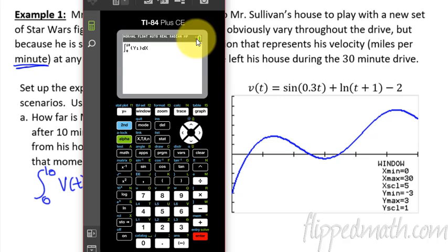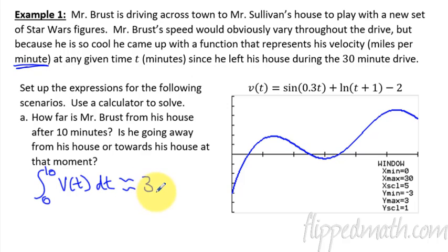It's thinking. You can see its little spinning thing right up there. 3.010. So I can just say 3.01. So I come back here. 3.01 miles. In the first 10 minutes, I am 3.01 miles away from my house.